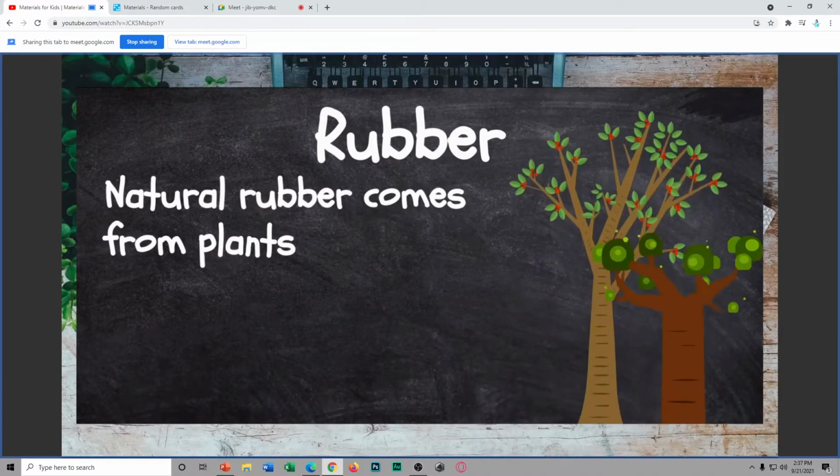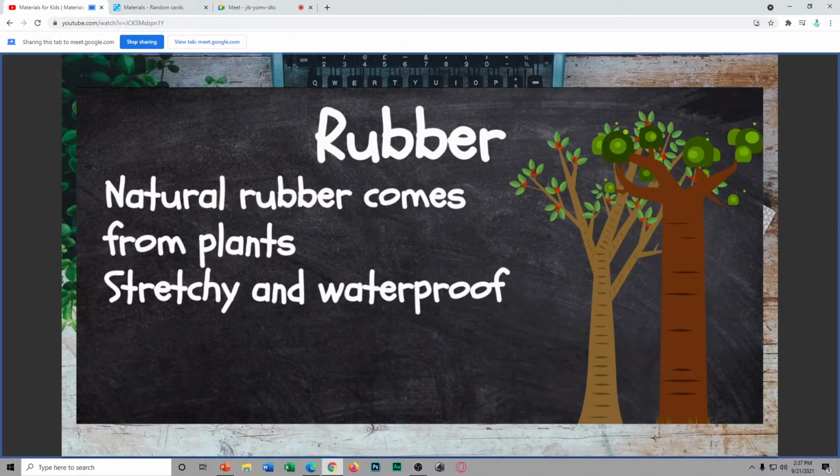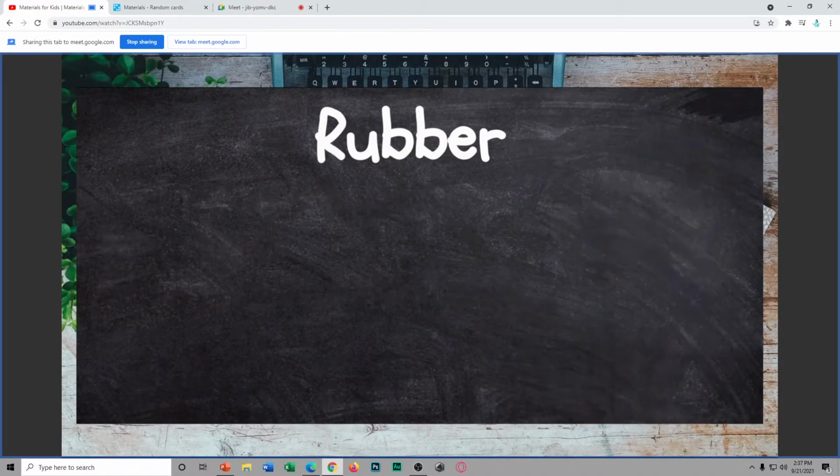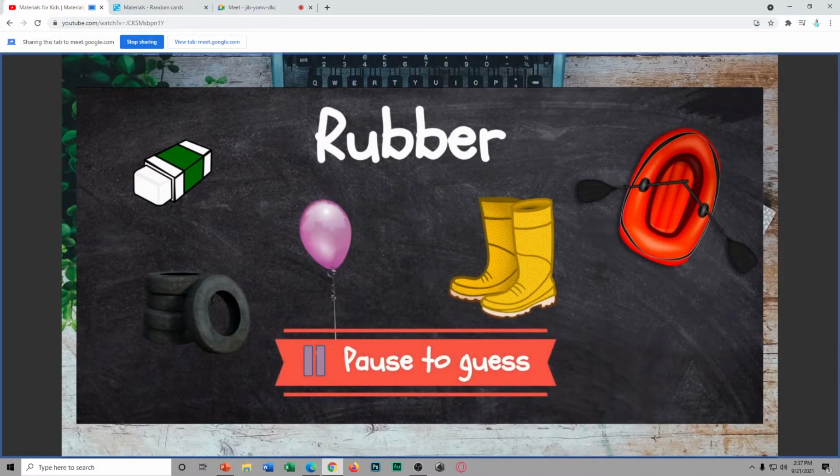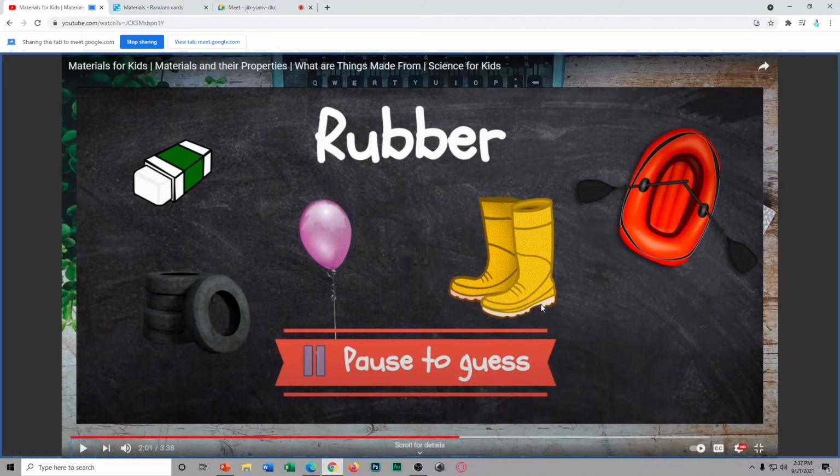Rubber can be made from a number of different things. Natural rubber comes from plants. Rubber is durable, stretchy, and waterproof, so it is good for things such as erasers, boots, balloons, tires, and floaties. Can you name any more rubber items? Examples of things made of rubber.